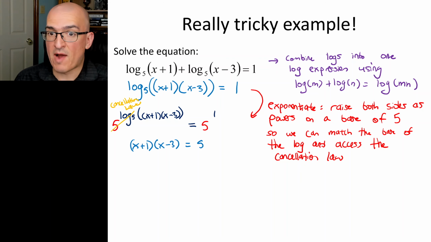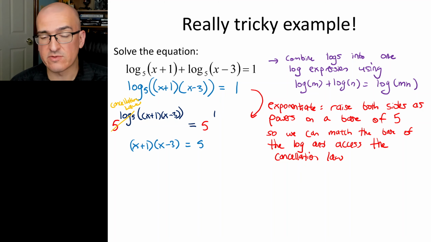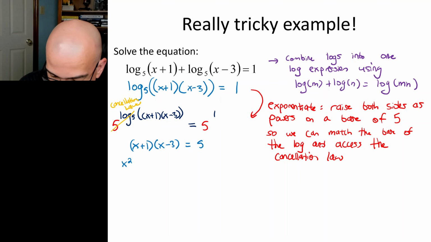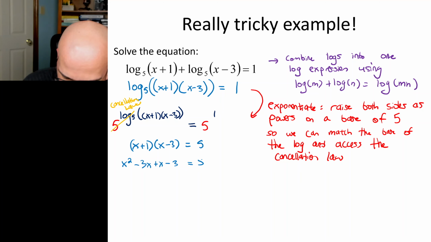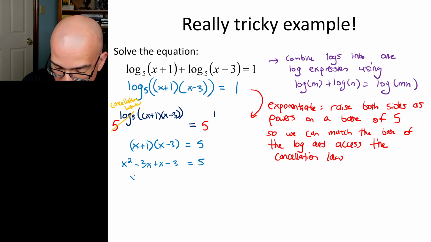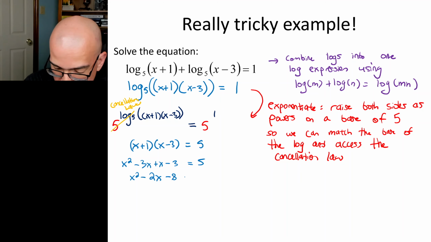The answer is not minus 1 and 3. That would be if we're setting those brackets equal to 0, but we're not setting them to 0, we're setting them equal to 5. So I'm going to expand next. I'm going to FOIL things out. I get x squared minus 3x plus x minus 3 is equal to 5. Then I'm going to collect like terms. Negative 3x plus positive 1x is negative 2x, so x squared minus 2x. And then I'm going to subtract 5 from both sides, so minus 8 equals 0.